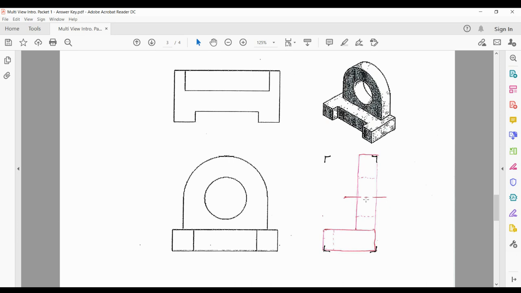This is called a center line. This center line tells you that it's a hole and it goes straight through the shape.